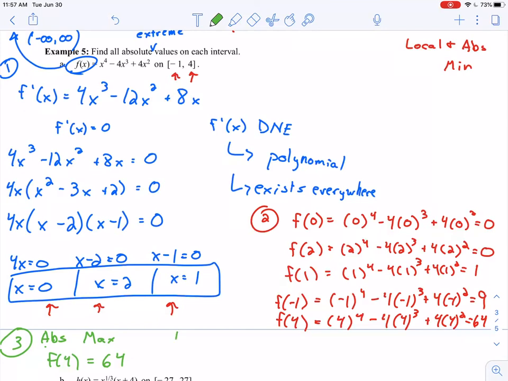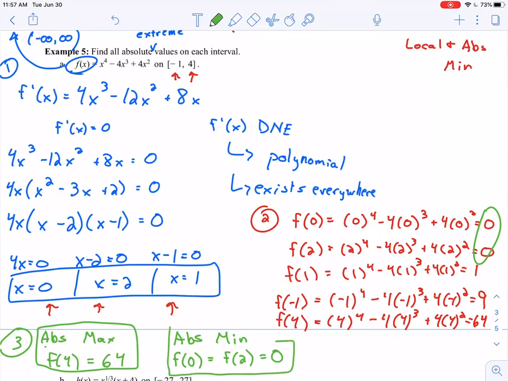The absolute minimum, in this case, is a little bit tricky because here, look at this. I've got 0 and I've got 0. So in this case, 0 is tied for the lowest y value. So the way I'm going to write my answer, I'm going to say f of 0 equals f of 2 is equal to 0. That is my absolute minimum. So that is my problem, essentially. I've got my absolute maximum, it's 64, and it occurs at x equals 4. I've got my absolute minimum, and it occurs at x equals 0 and x equals 2.